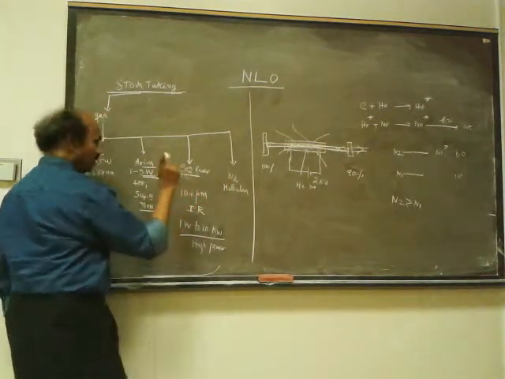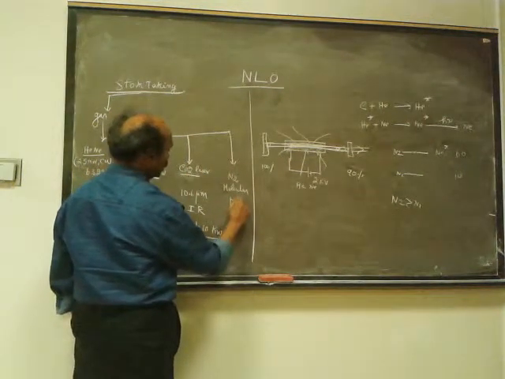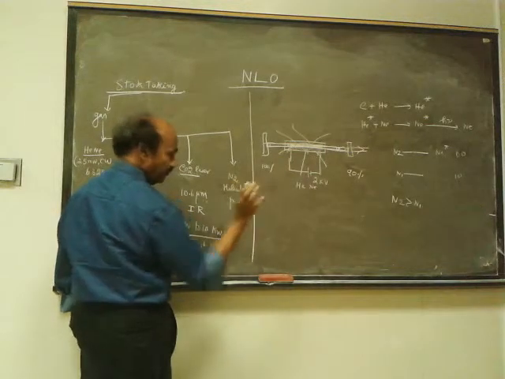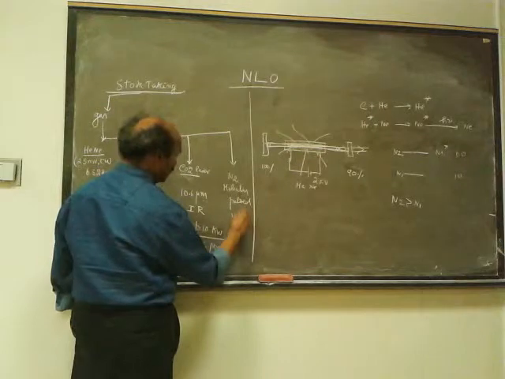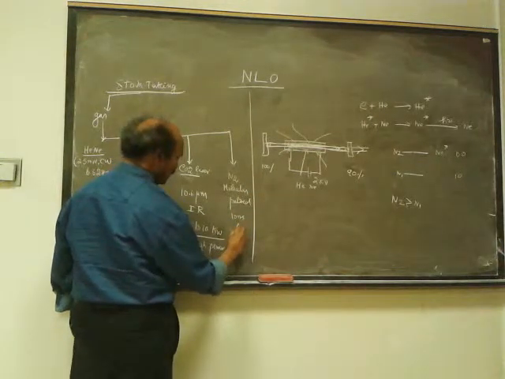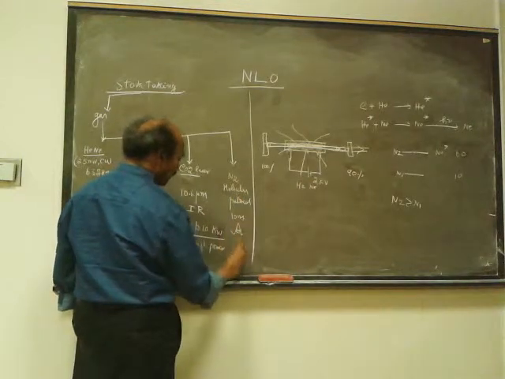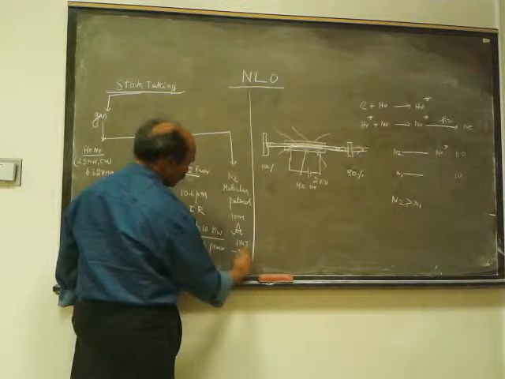This nitrogen molecule is a very crazy one. This will always be pulsed. You cannot make it CW. This will work only for 10 nanoseconds or even less. The pulse width is about 10 nanoseconds, and the energy is about 1 millijoule to 20 millijoule, not more.